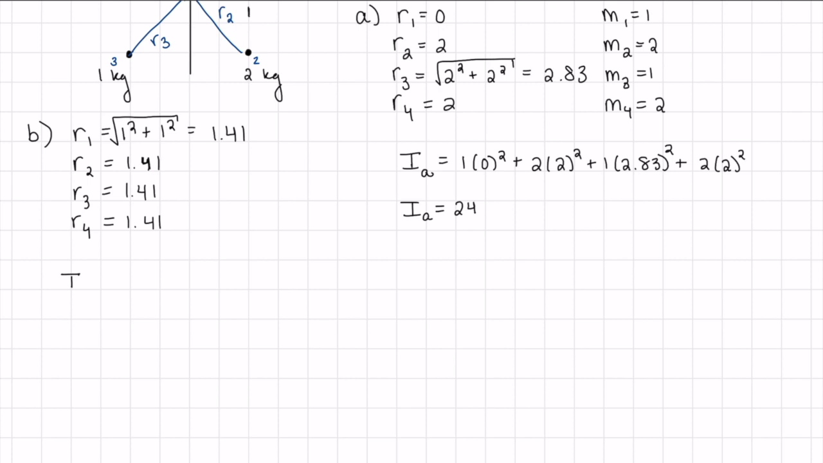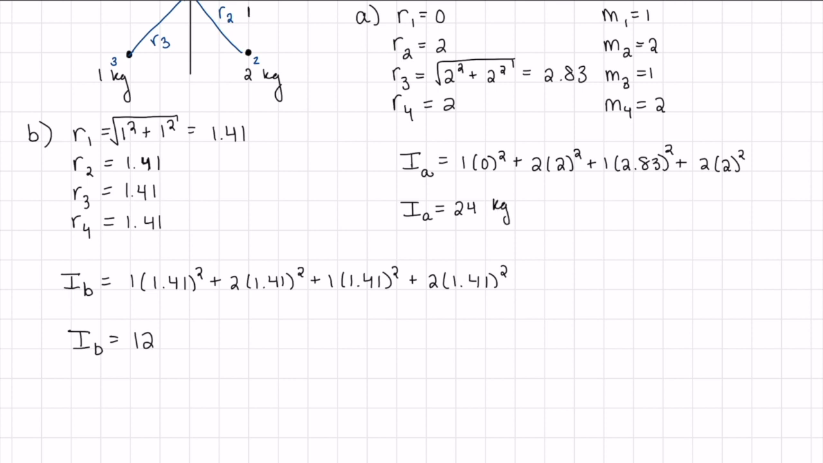And now for moment of inertia for part B, we'll have 1 times 1.41 squared plus 2 times 1.41 squared plus 1 times 1.41 squared plus 2 times 1.41 squared. And then plugging that all in, I get the moment of inertia around 0, 0 to be 12. Oh, and the units for this, kilograms meters squared, kilograms times meters squared.